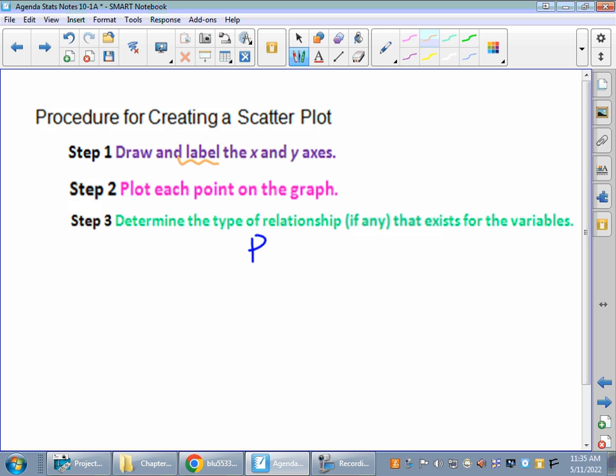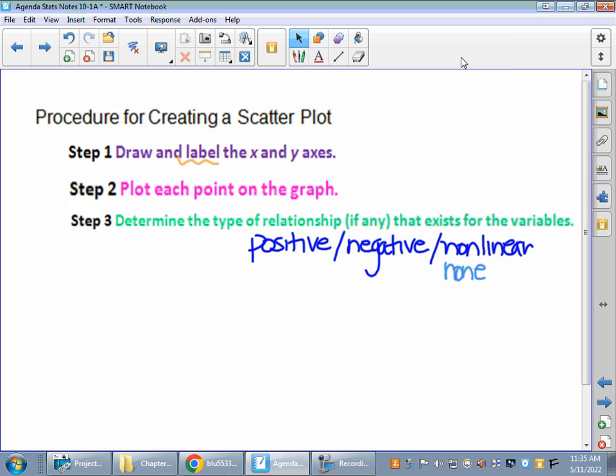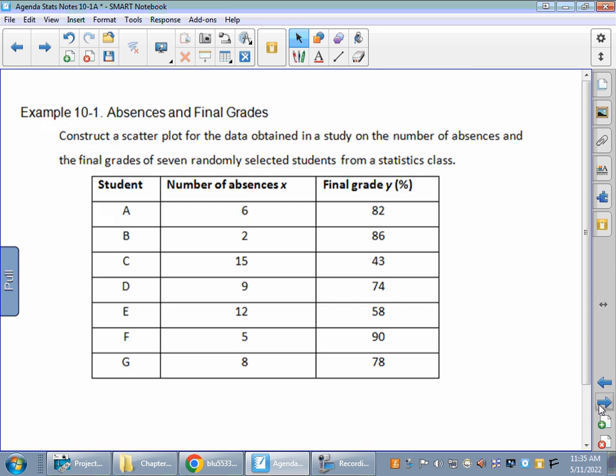So we would say positive, negative. We could probably group together nonlinear and none, but nonlinear, that curvilinear thing, does have a relationship. So let's look at an example here. I'm going to try to speed it along.